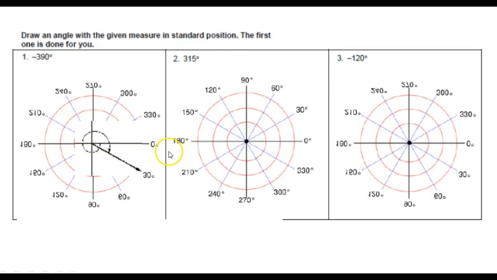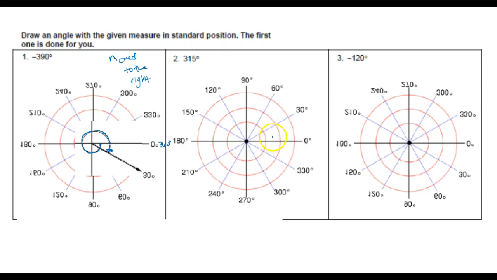Alright, so here they say draw an angle with the given measure in standard position, and the first one is done for you. So here you see I drew out a negative 390. All I did was start here, and notice because it's negative, I moved to the right. So it went down and over. And since this is 360, I added 30 more degrees. So it ends right there.